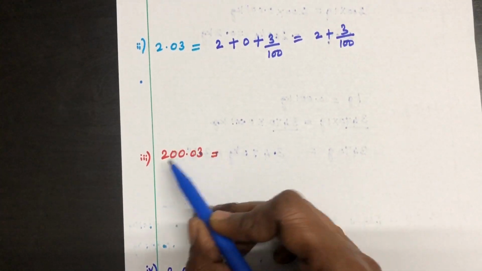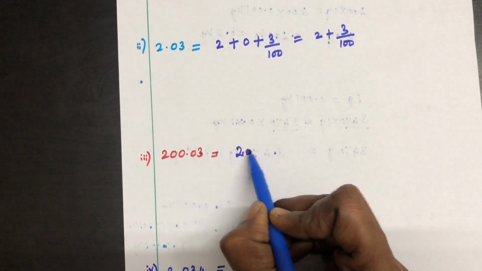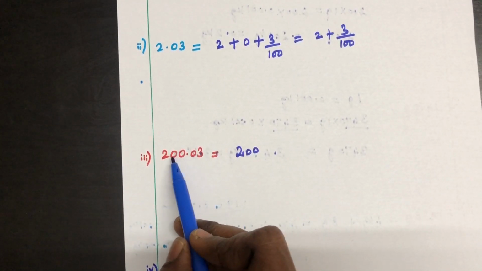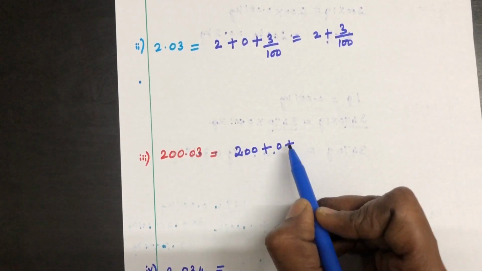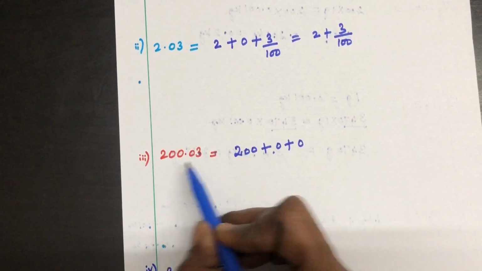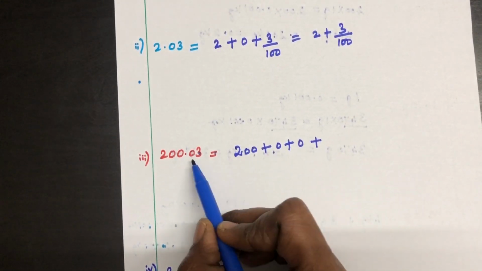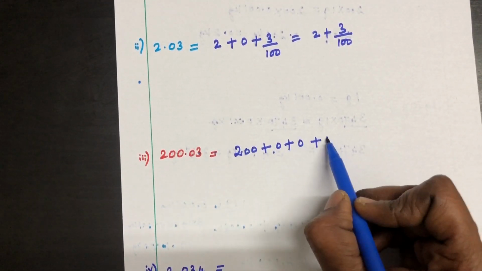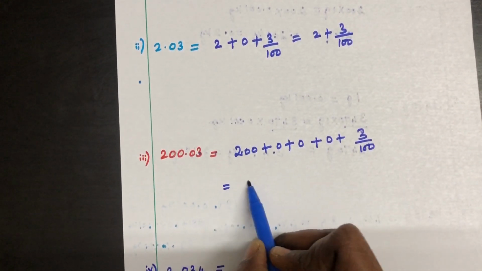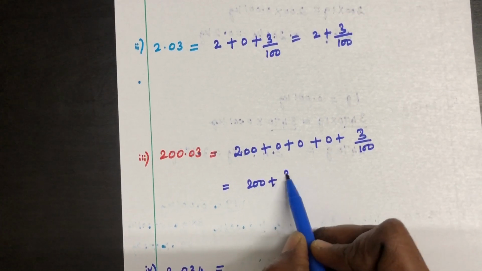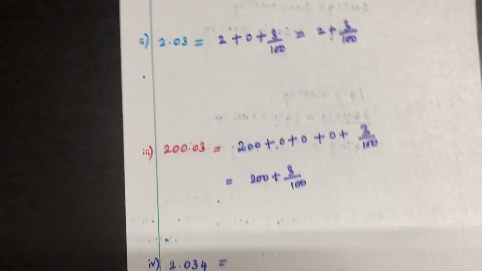Now see here, 200. This is hundreds place. Ones, tens, hundreds. So 200. No tens place. No ones place. All are 0. Plus decimal place. Tenths place is 0. Hundredths place is 3 by 100. So this is equal to 200 plus 3 by 100.